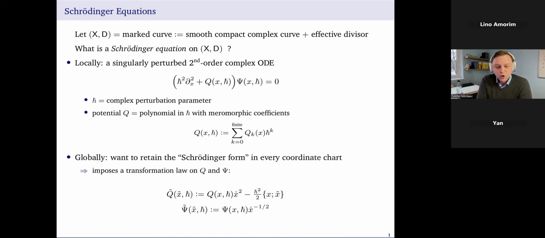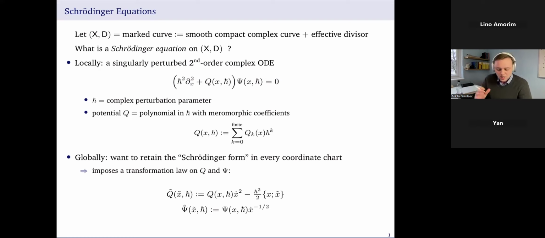So what about globally? How do you think of this globally? The guiding principle is that I want to retain this Schrödinger form, having a second derivative plus the potential, in every coordinate chart. And if you just look at this equation and change coordinate to a new coordinate x tilde, you will see immediately that there's a first order derivative term popping out, and that breaks the Schrödinger form.